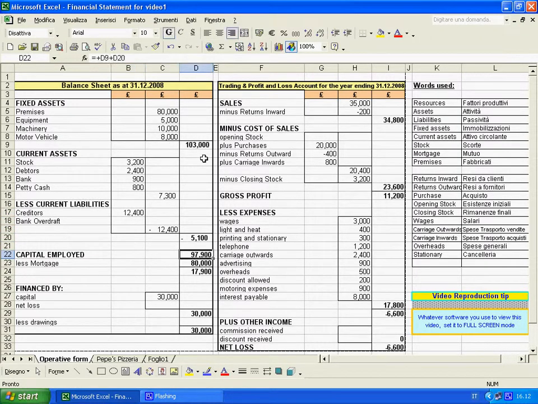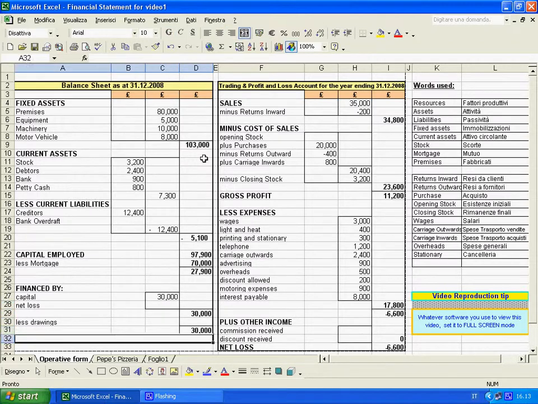Now, we can see that the capital employed as at the end of the year is £97,900. We must take into consideration mortgage. The mortgage was lent for £80,000, but we have paid back to the bank £10,000. So the amount due to the bank is now £70,000, and we need to finance the capital employed less mortgage for £27,900.